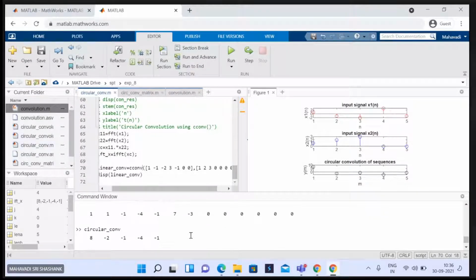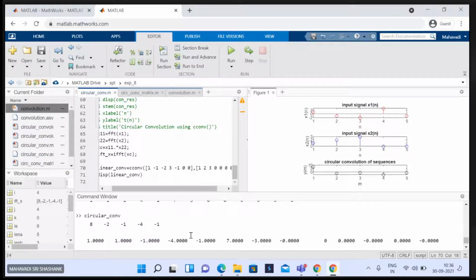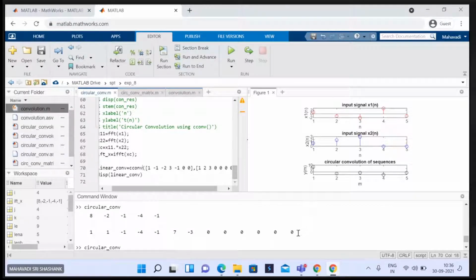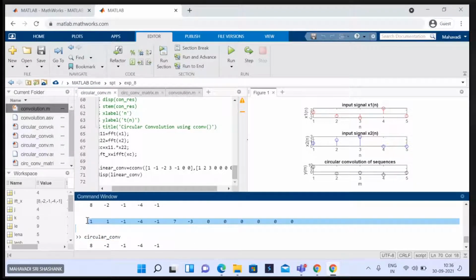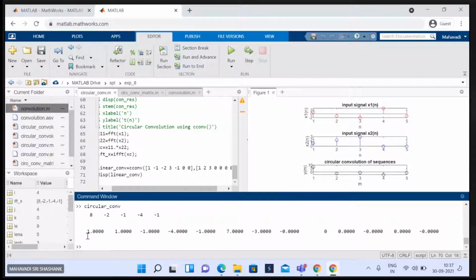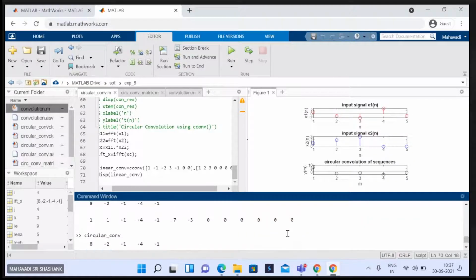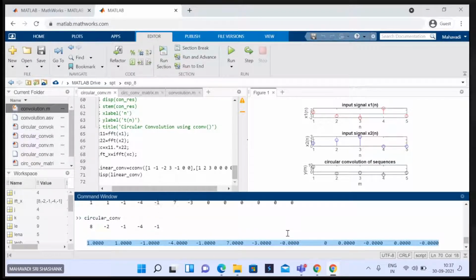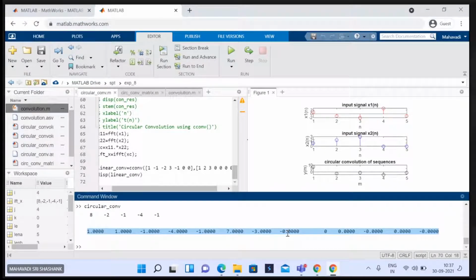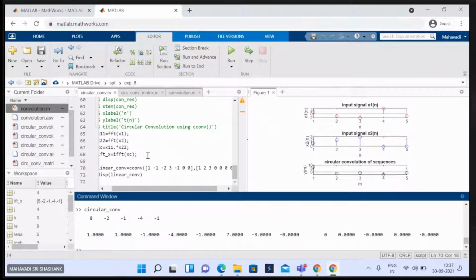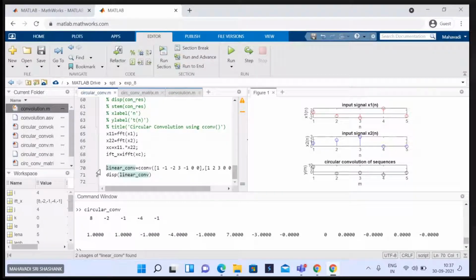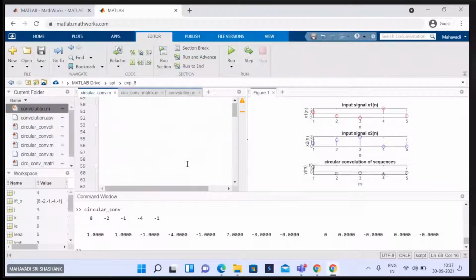So in the first case, what was the linear convolution output? In this case, it is coming the same. Yes, sir. This is due to linear convolution, and this is due to circular convolution. Is it the same? Mark it. Yes, sir. They are the same. Okay, now you got the idea. So you can compute the linear convolution also using circular convolution. Yes, sir. All right. So everybody got the idea?